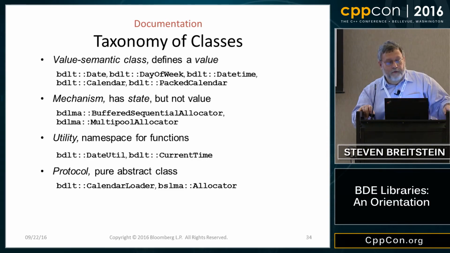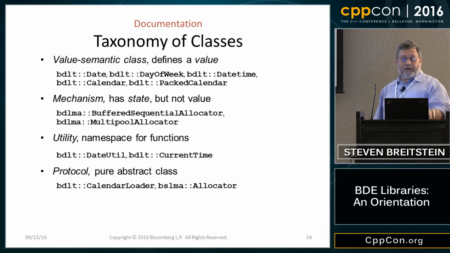Here are some examples, though. Value-semantic classes are date, day of week, date time, calendar. By the way, calendar here means something different than what you heard in my chrono talk. Okay.